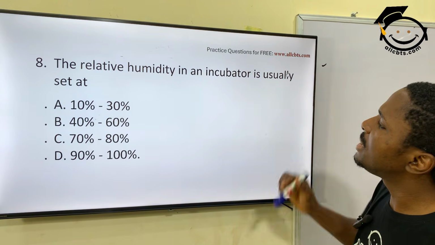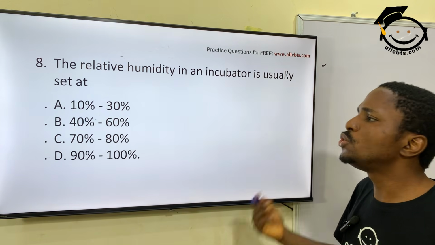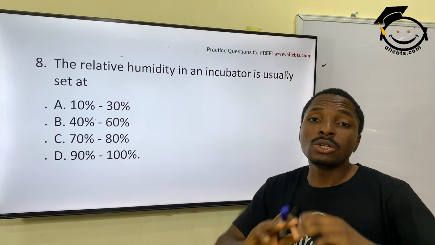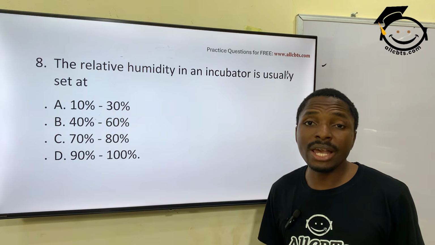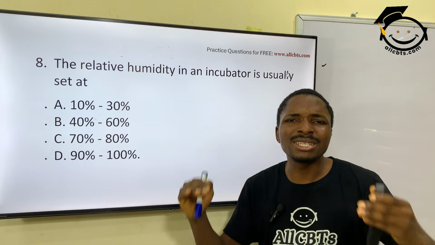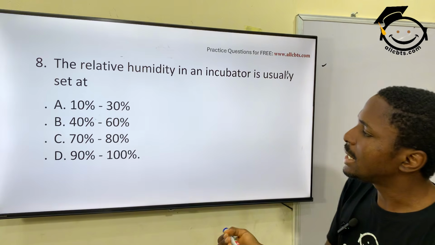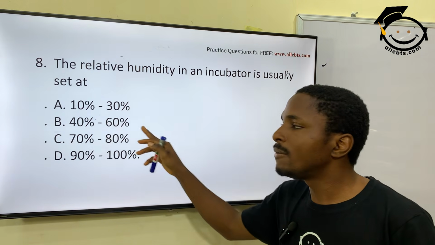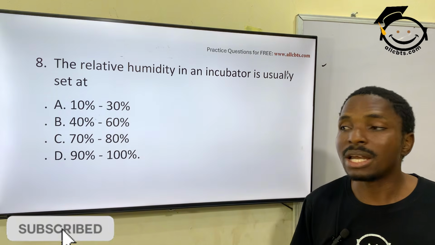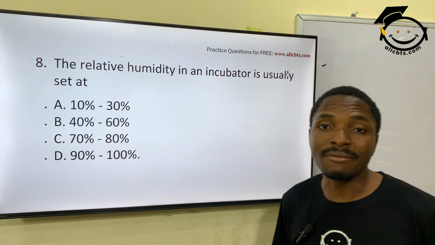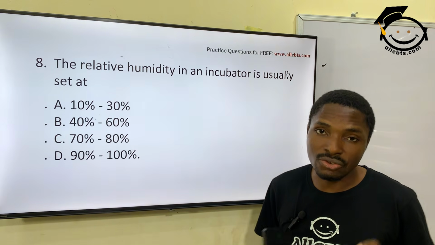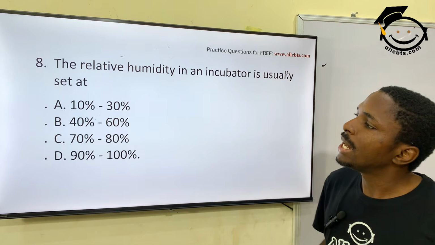And then question 8. The relative humidity in an incubator is usually set as what? What's an incubator? I'll simply put, an incubator is used to hatch eggs, poultry eggs. So what's the standard humidity in an incubator? That is 40 to 60. If you set it too high, the eggs will not hatch in time. If you set it too low, the eggs will be affected. So this is the standard. It should be between 40 to 60. Don't forget it, okay?